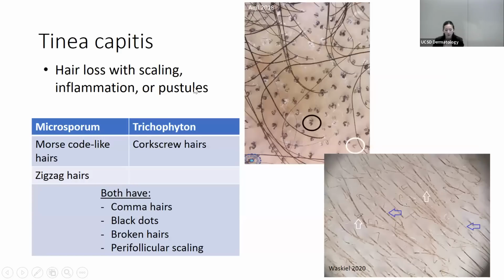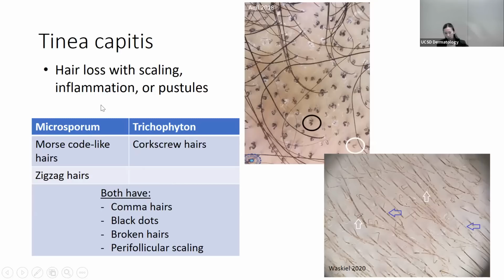And then just something fun, you can diagnose tinea capitis with dermoscopy or trichoscopy. So clinically, you're going to see hair loss with scaling, inflammation, and maybe pustules. And you can see these little comma hairs. You can see black dots. So don't get it confused with alopecia areata, because hopefully you should see these little corkscrew hairs, or sometimes even Morse code-like hairs where there's these little dashes.